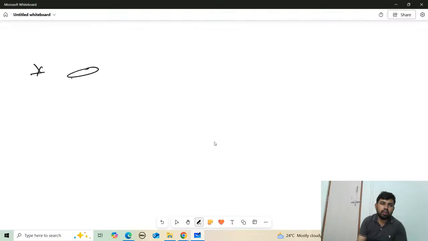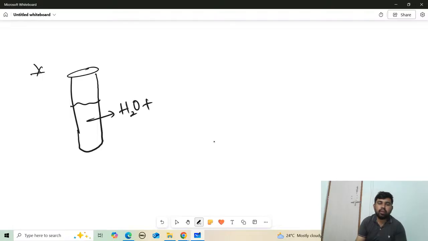This is a test tube, and this is after the reaction. What do we have in this one? We have H2O plus NaCl, and along with this it still contains phenolphthalein. Okay, try to understand.